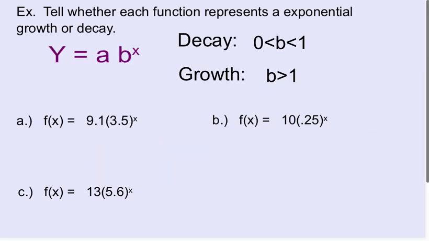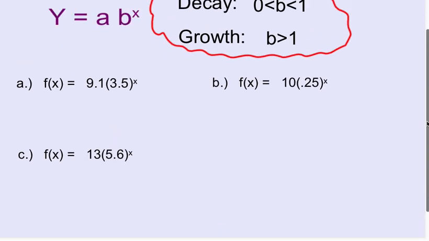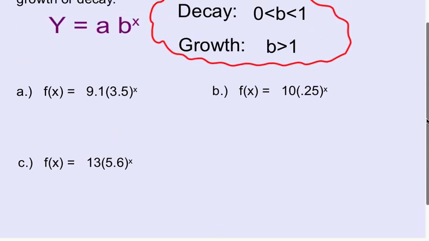All right. Tell whether each of these functions represents a growth or decay. So we just wrote this down in our notes. If you haven't already, go ahead and write that down now. So here are 3 examples. Example A, we gave you a function. We're not going to take the time to graph it, but we want to figure out if this is a growth or decay. So we're going to look at that number right there. That's our B.